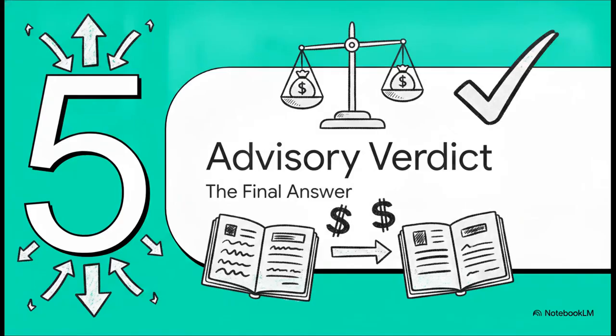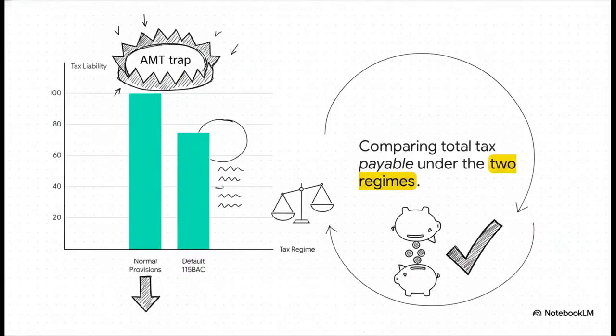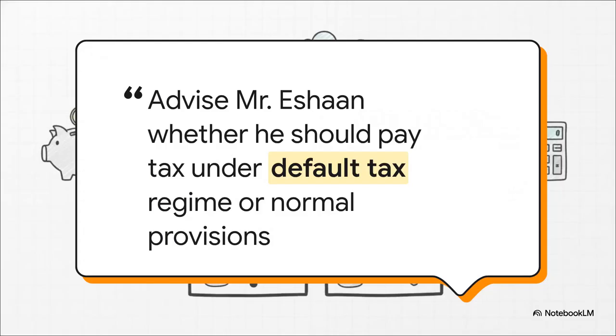And finally, Part 5, the final advisory verdict. So the crucial point here is comparing the two outcomes. As his tax advisors, our entire job is to calculate the total tax payable under the normal provisions, including that tricky AMT trap, and stack it up against the tax calculated under the 115BAC default regime. Basically, whichever calculation results in the lower tax outflow for Mr. Ishan based on his specific data, well, that's the path we have to recommend. The original case study left us with this exact mandate. Advise Mr. Ishan whether he should pay tax under default tax regime or normal provisions of the Act.